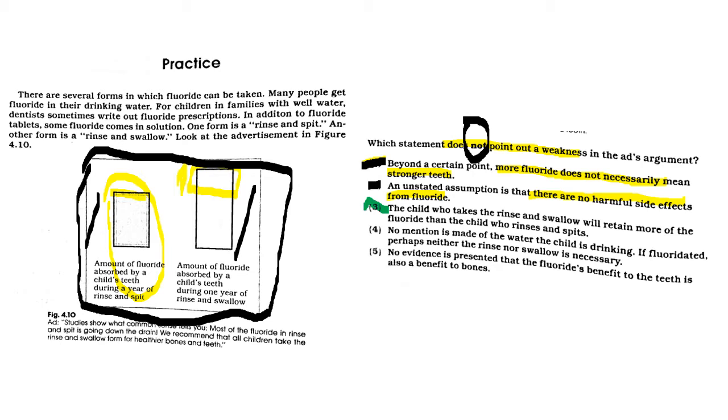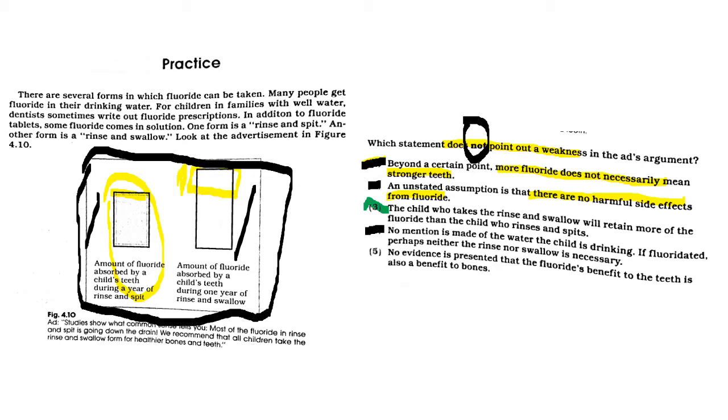Number 4, no mention is made of the water the child is drinking. If fluoridated, perhaps neither the rinse nor swallow is necessary. So that is a weakness. That's a weakness because this advertisement is put on TV for everybody, not just for those people that have well water, but those people that get government water. The advertisement is not telling people this is only really needed for people that don't have government drinking water. So this is a weakness of the argument or the advertisement.